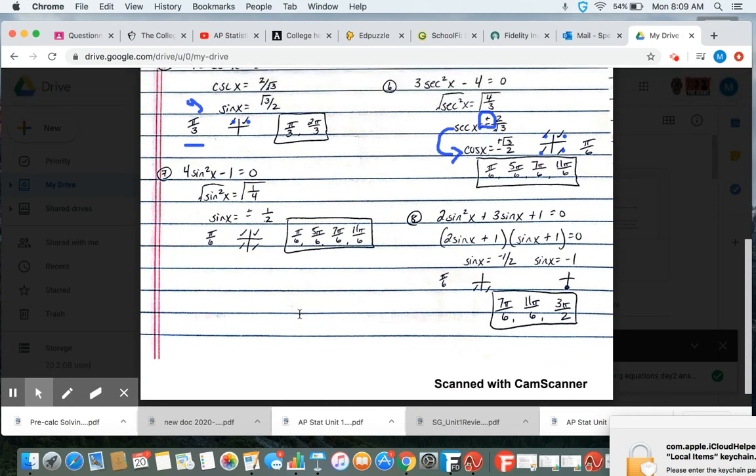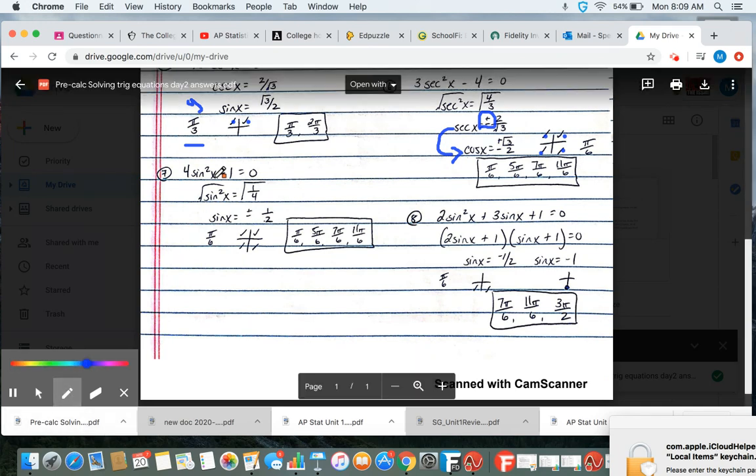Okay, you could have solved number 7 in a couple different ways. It is the difference of squares, so you could have factored. Or you could add 1, divide by 4, square root both sides, and go about it this way. Either way, you would get the same answer. Okay.